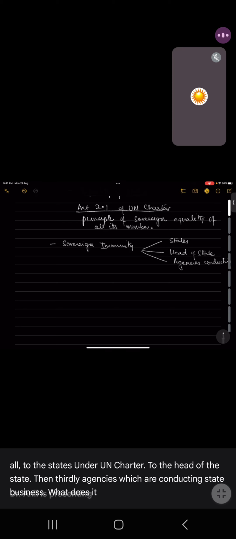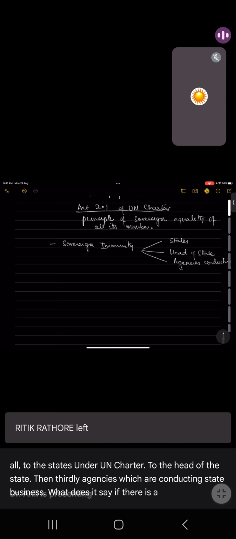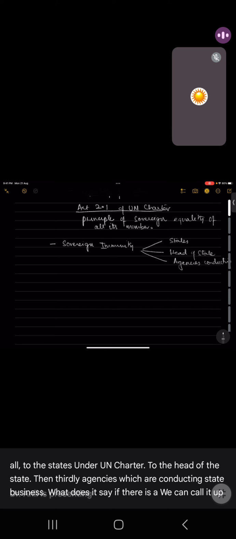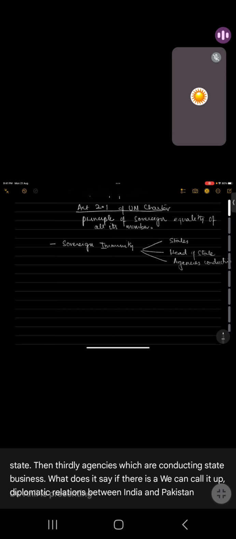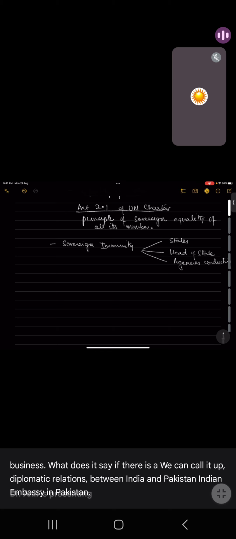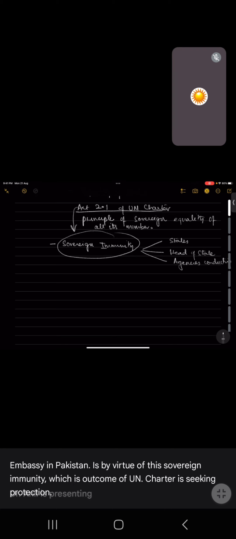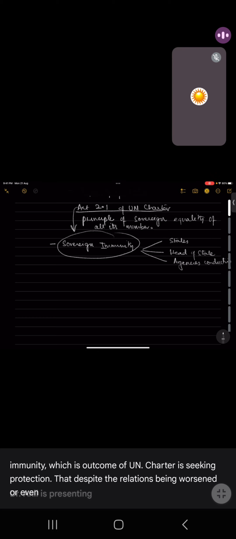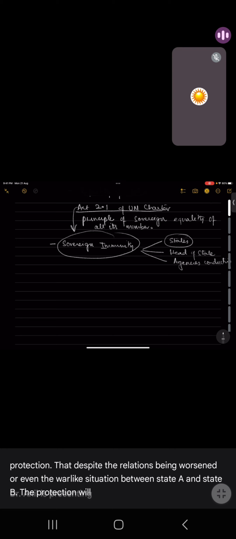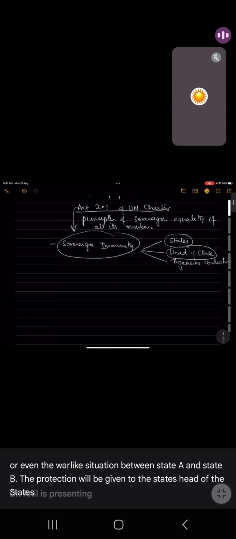What does it say? If there are diplomatic relations between India and Pakistan, the Indian embassy in Pakistan is, by virtue of this sovereign immunity, which is an outcome of the UN Charter, seeking protection. Despite the relations worsening or even a warlike situation between state A and state B, the protection will be given to the states, heads of the states, and agencies conducting the business.